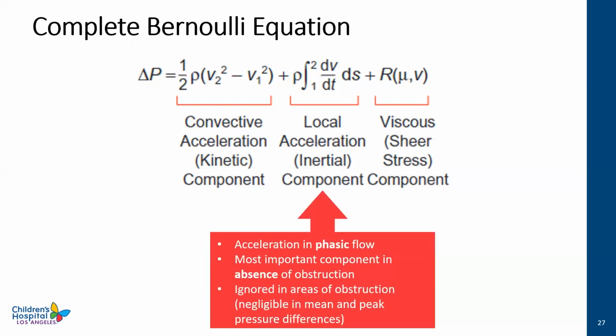The next one is local acceleration, or the inertial component. And this is seen when you don't have obstruction. So if you were trying to measure an area without any obstruction, like the LV inflow or outflow tracts, then this inertial component is going to dominate your energy. And so you can't really use your simplified Bernoulli equation. This is ignored in areas of obstruction because we're more interested in looking at the mean and peak pressure differences.